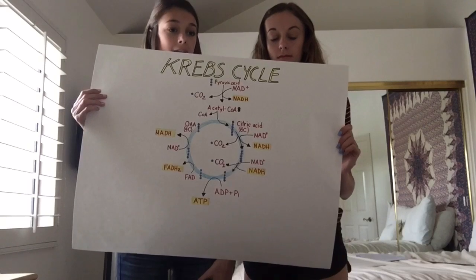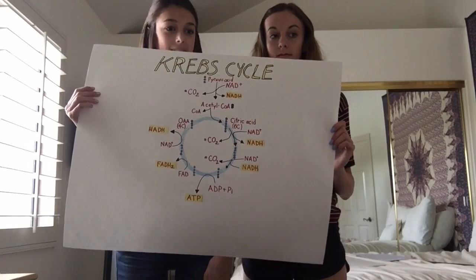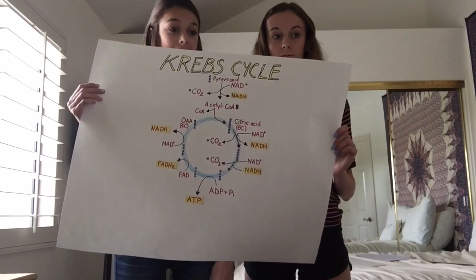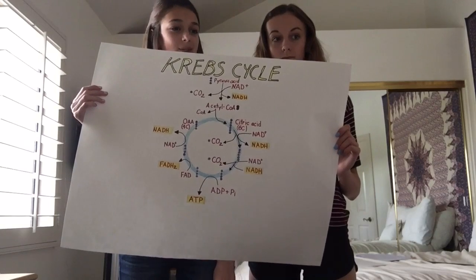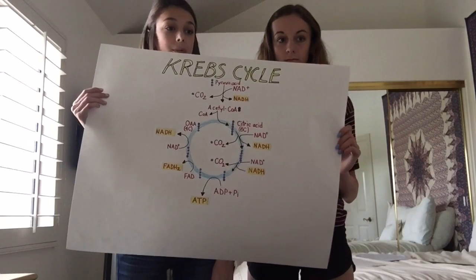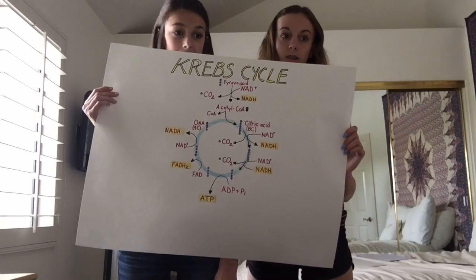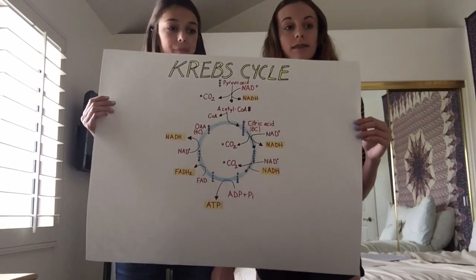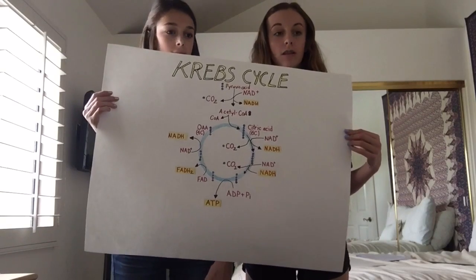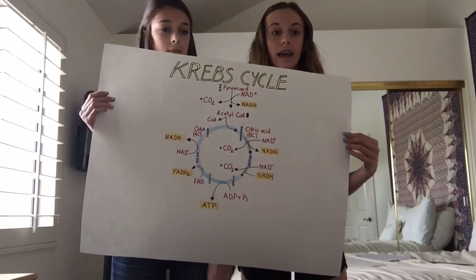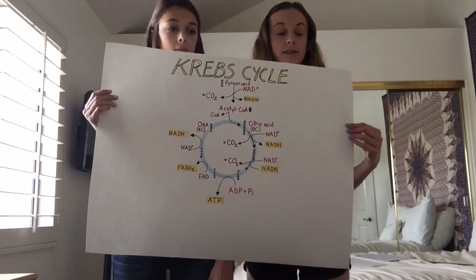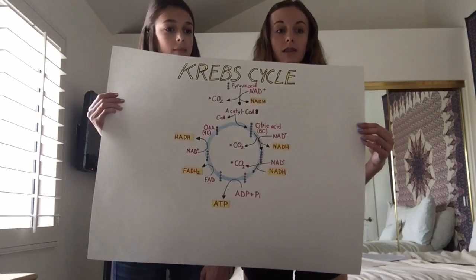NAD+ picks up some hydrogen and acetic acid is formed. Acetic acid is bound to coenzyme A and acetyl-CoA is formed. Acetyl-CoA enters the Krebs cycle. Acetyl-CoA's role in the Krebs cycle is to transport acetic acid from one enzyme to another. The Krebs cycle uses the products of glycolysis to produce two ATP molecules for each molecule of glucose. The NADH and FADH2, which are high-energy coenzymes, are byproducts of the Krebs cycle and continue on to fuel the electron transport chain.